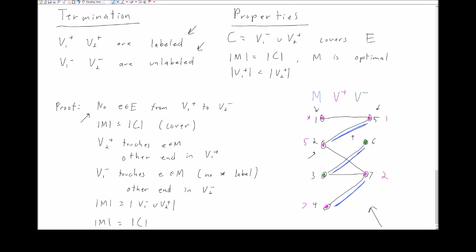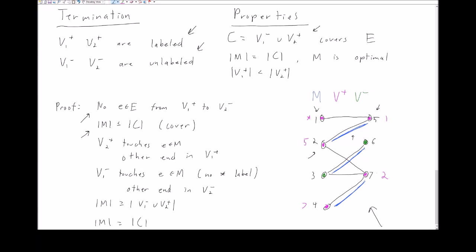Since there are no edges from V1 plus to V2 minus, every edge has to touch either V1 minus or V2 plus. So this set of nodes consists of a cover. As a result, this cover has size at least the size of the matching. That's because the cover is an upper bound on the size of any matching. We proved this in the previous lecture.